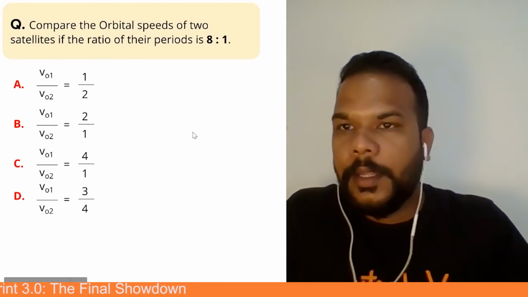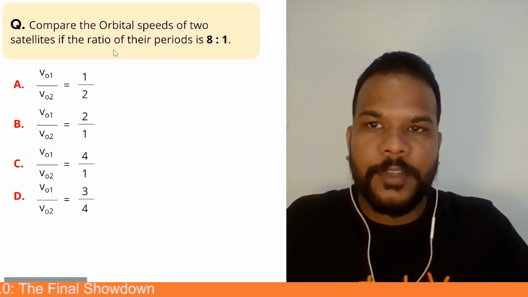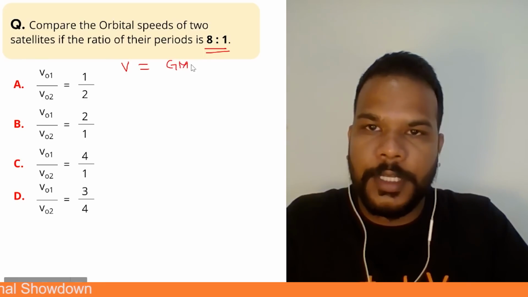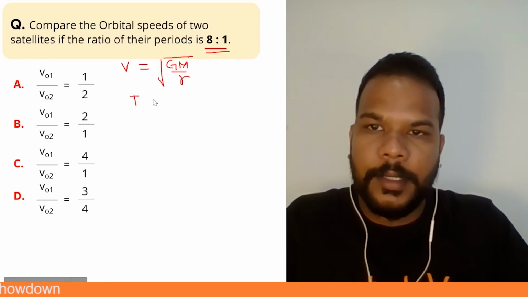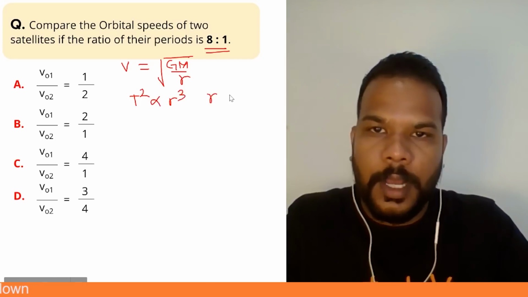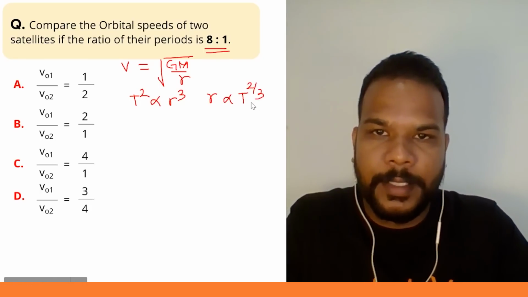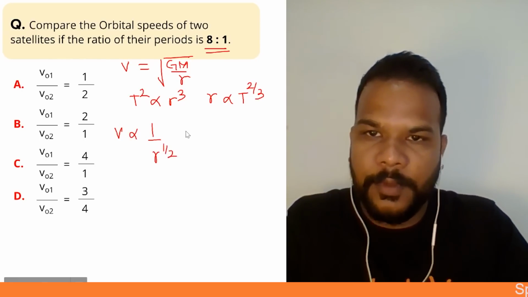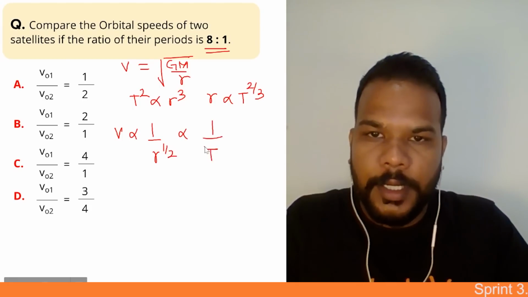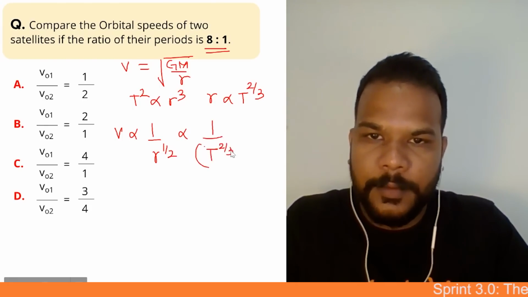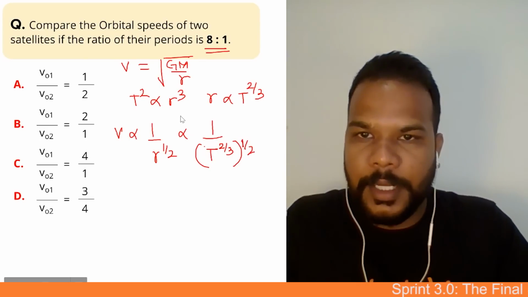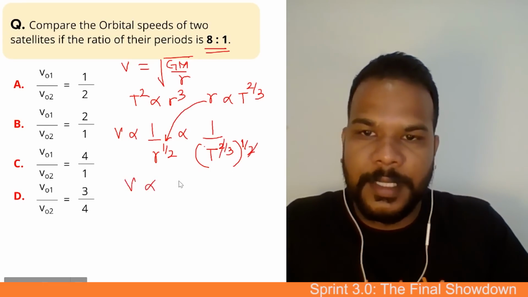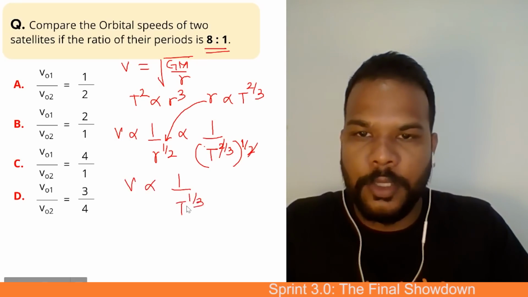next one, we have to compare the orbital speed of two satellites if the ratio of their periods is 8:1. So the formula for orbital speed is under root of GM by R, and we know that T square is proportional to R cube. So R is proportional to T to the power 2 by 3, which means what? V is proportional to 1 upon R to the power half, can be written as proportional to T to the power 2 by 3 power half. We replaced R with this, T to the power 2 by 3. So this 2 and this 2 get cancelled. So V is basically proportional to 1 upon T to the power 1 by 3, cube root.